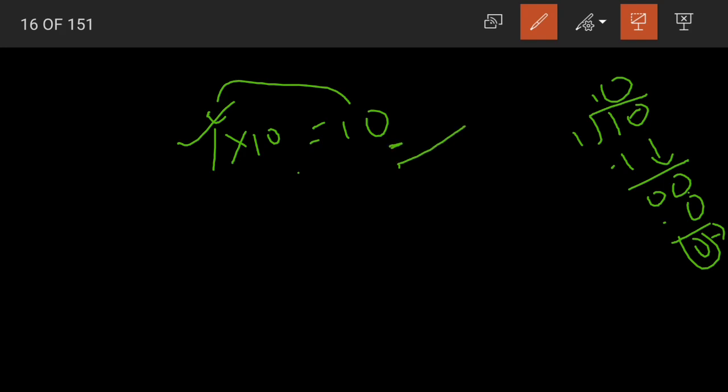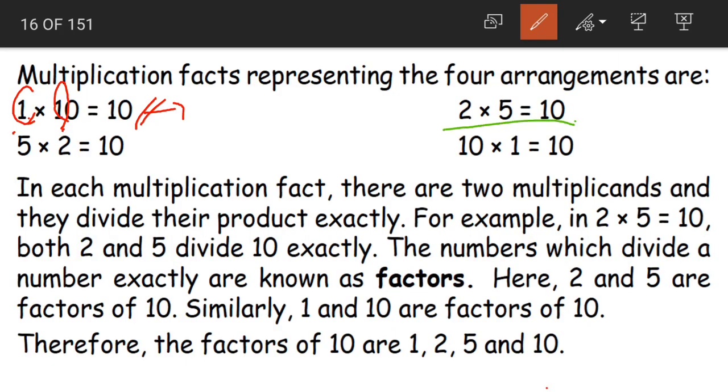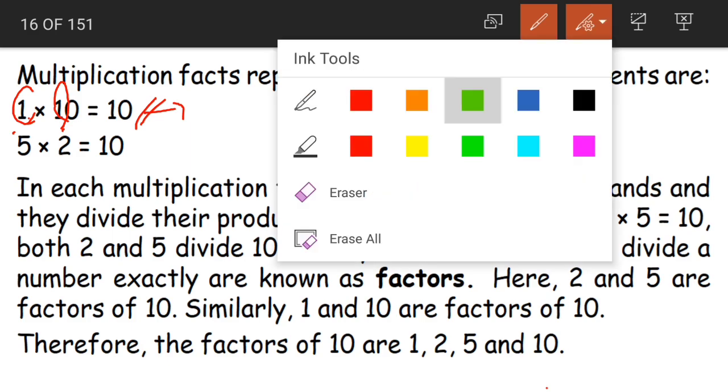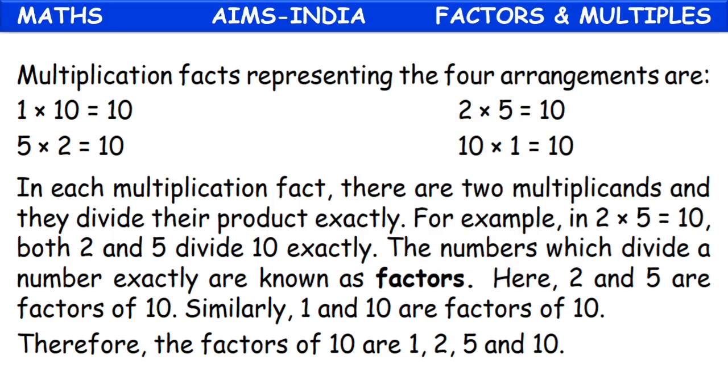Yes, see here, 10 has 0 in the ones place, so it is exactly divisible by 10. Yes children, we learned it in the divisibility rule, right? Coming to 2 into 5. Now here 10 is having 0 in the ones place, so it is exactly divisible by 2. Again, as it is having 0 in the ones place, it is exactly divisible by 5 as well. Yes or no? From the divisibility rules, we can say this.